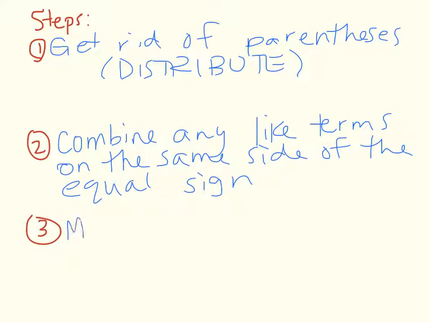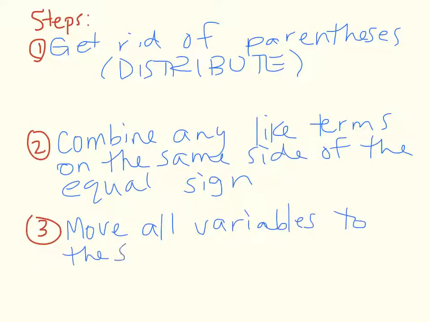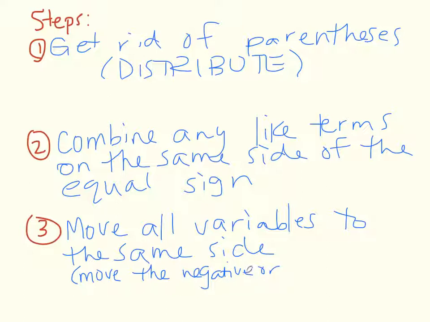And then we are going to move all variables to the same side. Here's a little hint to help your number stay positive and not get negative. Move the negative or the smallest variable term. Whichever one's smaller, move it. You don't have to. You can still get the right answer if you don't, but you'll avoid some negatives.